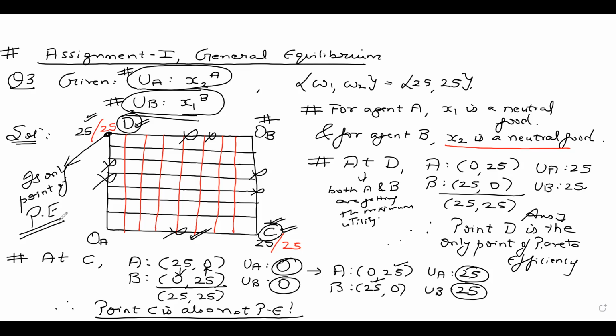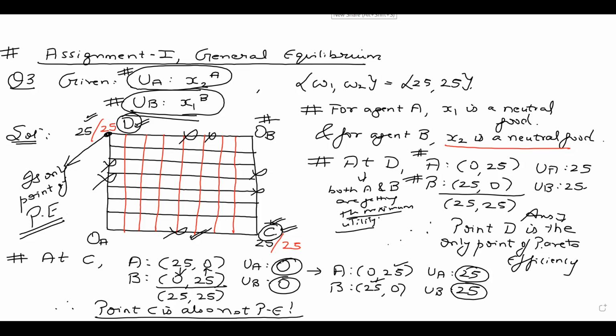So hoping all students have understood this. So the contract curve in this case is nothing but a point, and that is nothing but point D, where A has the bundle 0,25 and B has the bundle 25,0. They would not want to deviate from this point because they are already getting maximum utility out of it. Okay, hoping all students have understood this.